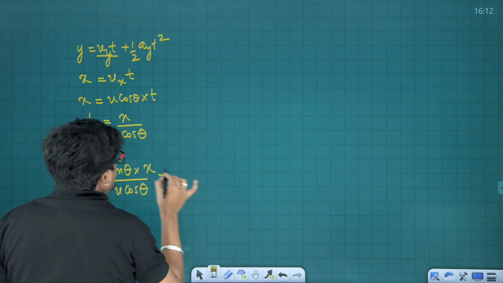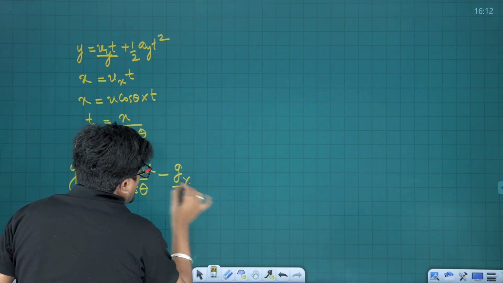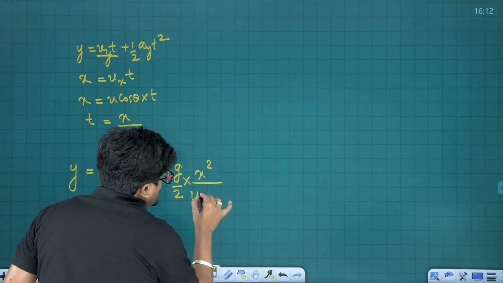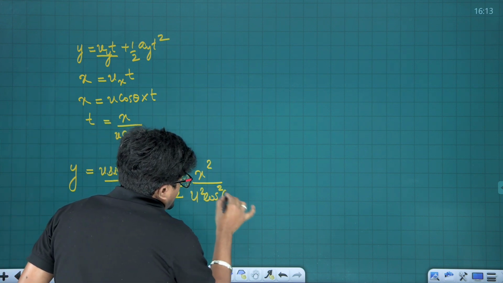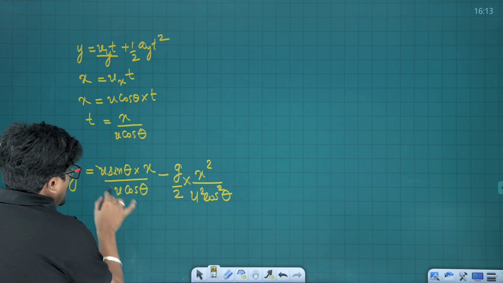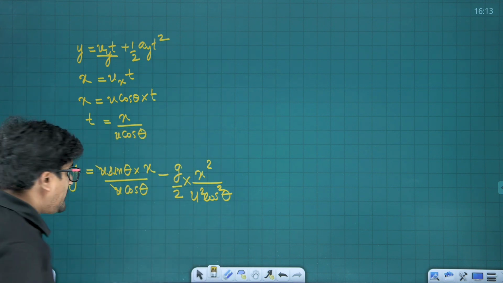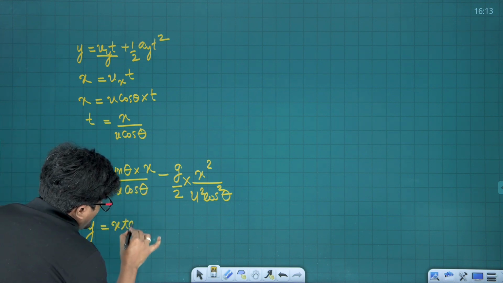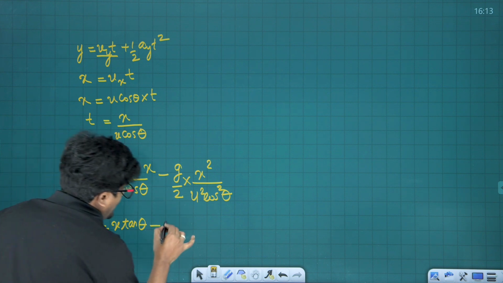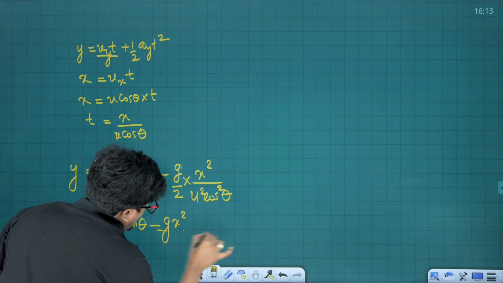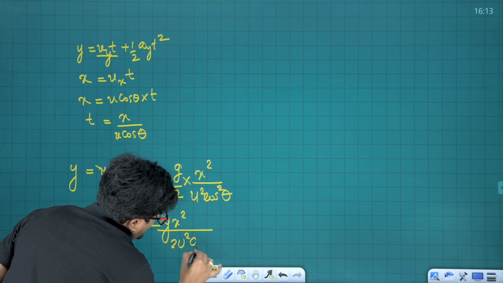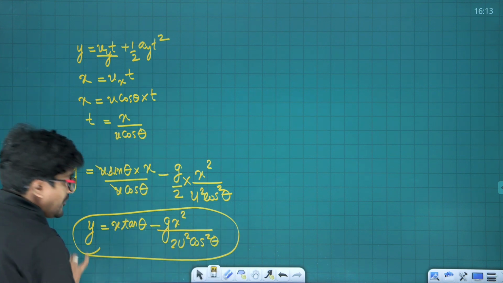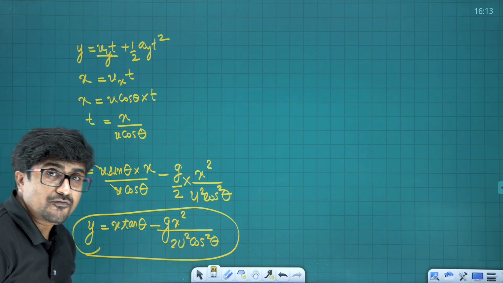Minus of g by 2 into t square is x square upon u square cos square theta. You know that u and u will cancel each other. Sin theta by cos theta is going to be tan theta. So y equals x times tan of theta minus of g into x square upon 2 times u square cos square theta. This is what we call as the trajectory of a projectile. I repeat, trajectory of a projectile.